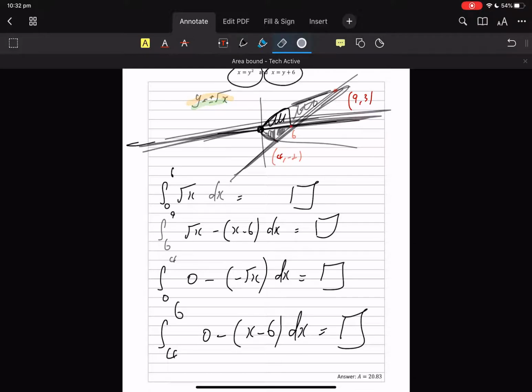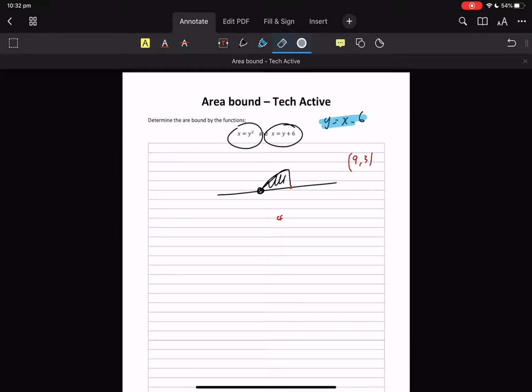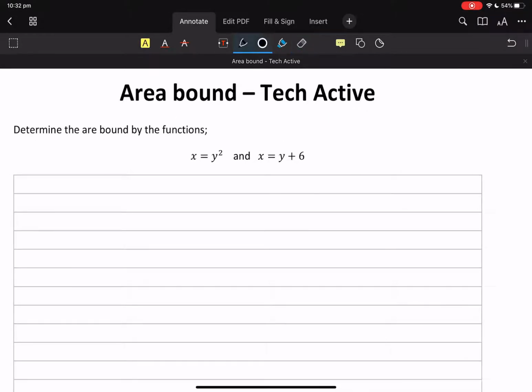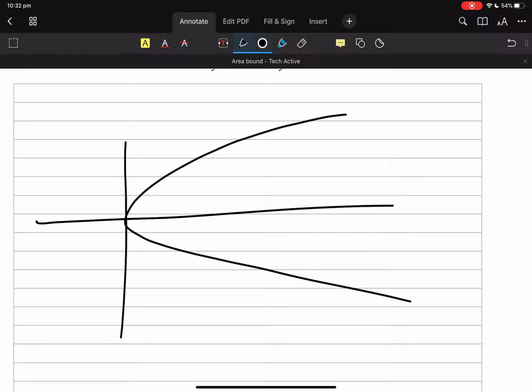Right. If you're comfortable with drawing those functions, with integrating functions and area between, let's just draw this again. We can do it a bit simpler, because that is where the function changes.